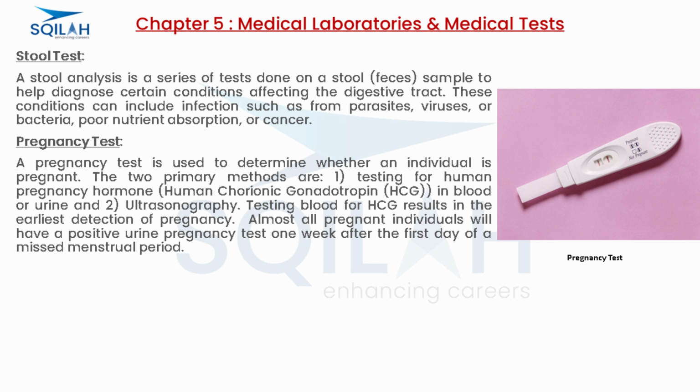Pregnancy test. A pregnancy test is used to determine whether an individual is pregnant. The two primary methods are, 1. Testing for human pregnancy hormone, human chorionic gonadotropin, HCG, in blood or urine, and 2. Ultrasonography. Testing blood for HCG results in the earliest detection of pregnancy. Almost all pregnant individuals will have a positive urine pregnancy test 1 week after the first day of a missed menstrual period.